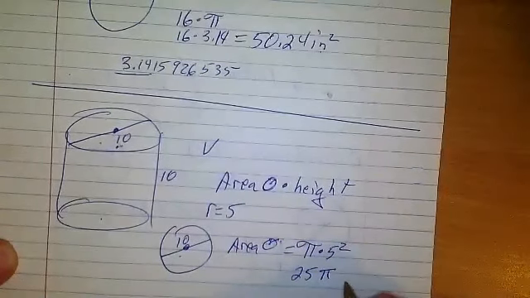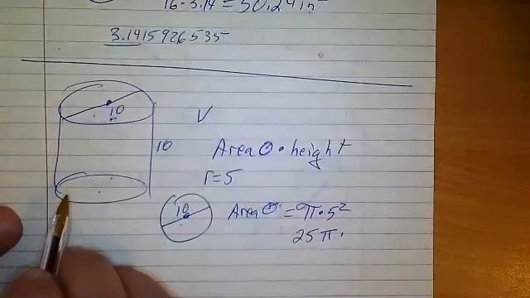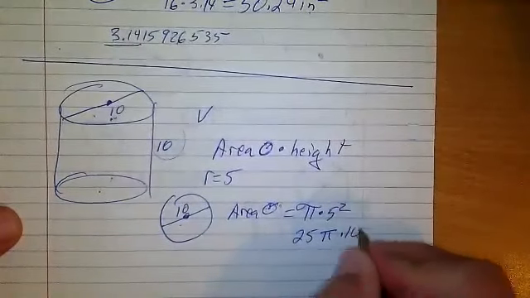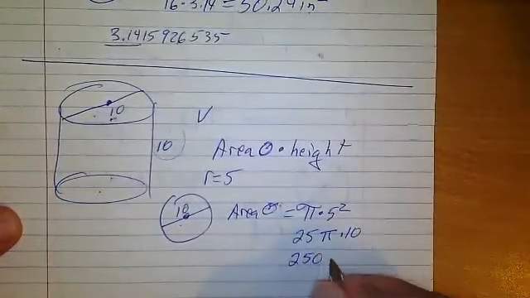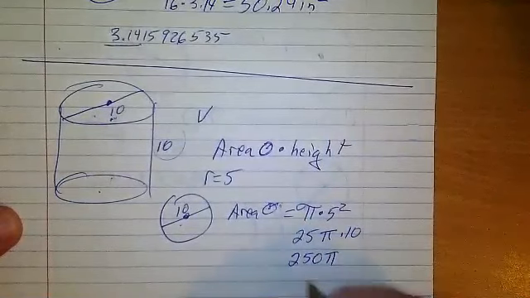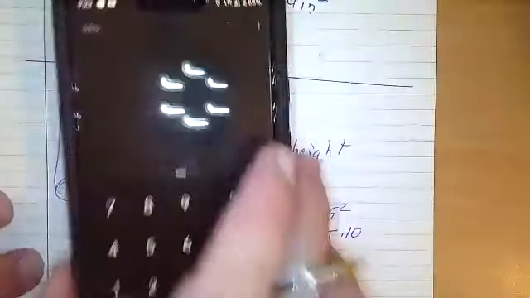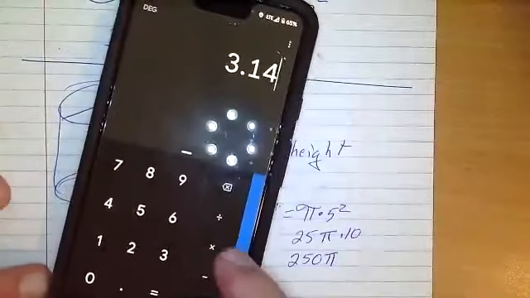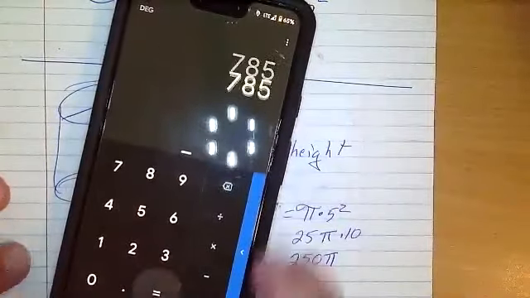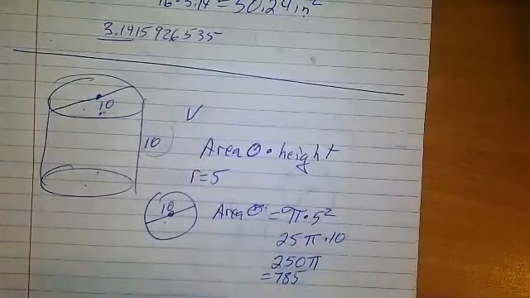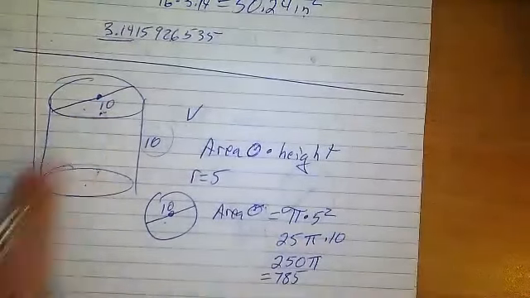And I have to multiply that by the height. Well, what's the height of that cylinder? It's going to be 10, right? So when I do that, I get 250 times pi. So literally, I'm just going to take 3.14 and multiply by 250, and I get 785. Now, did I give any units?